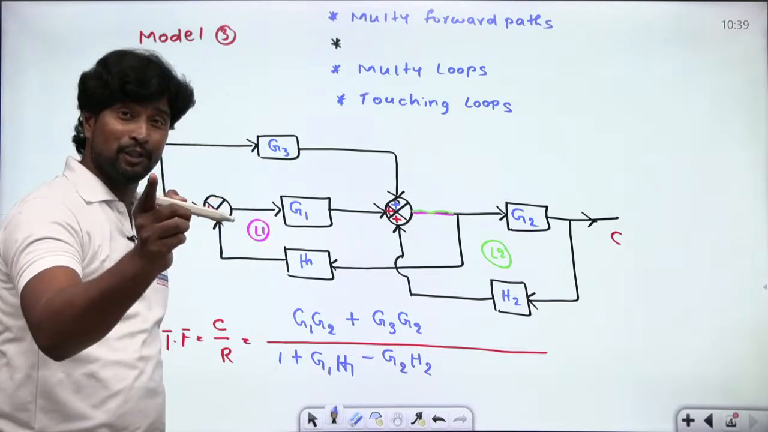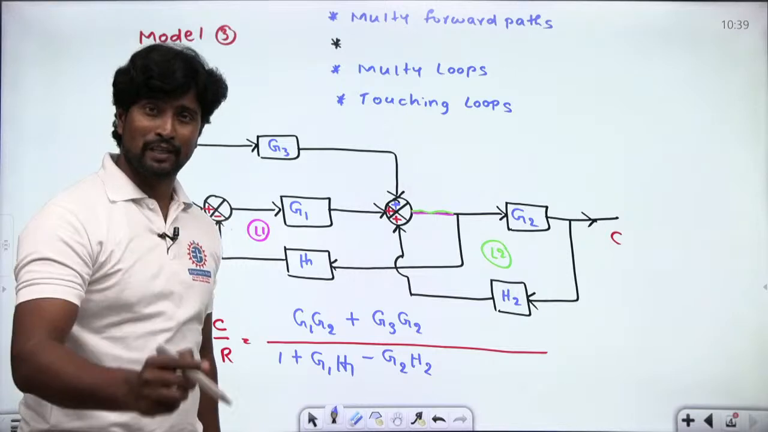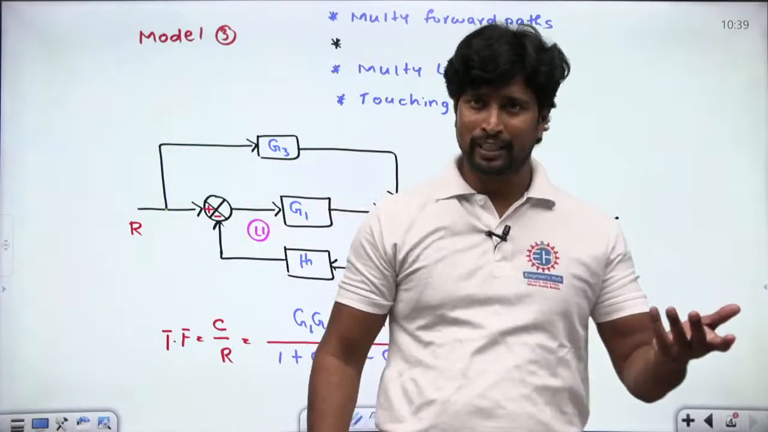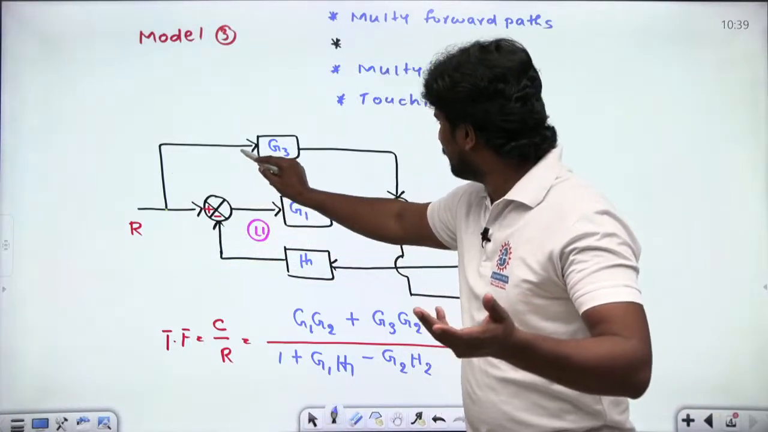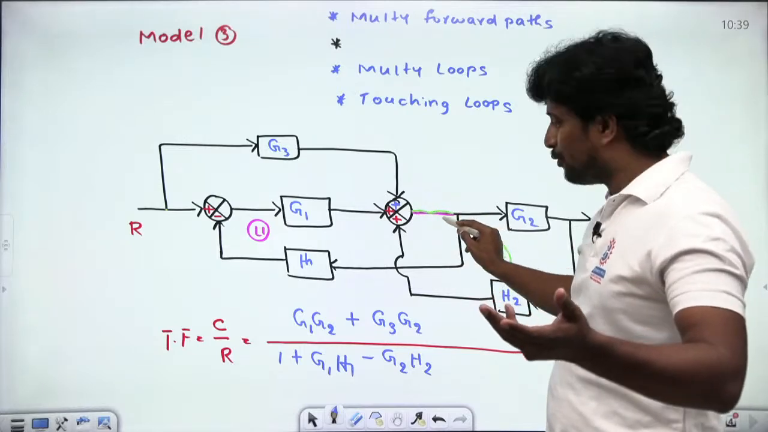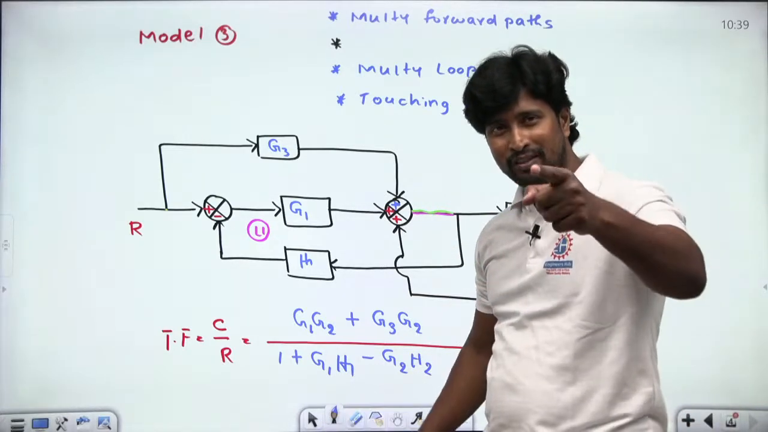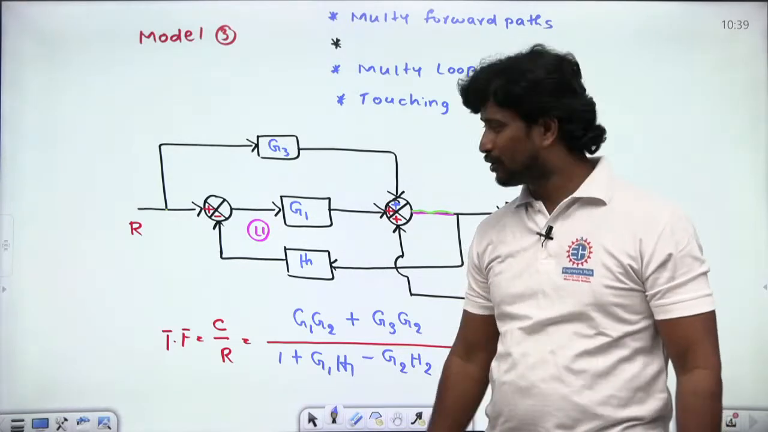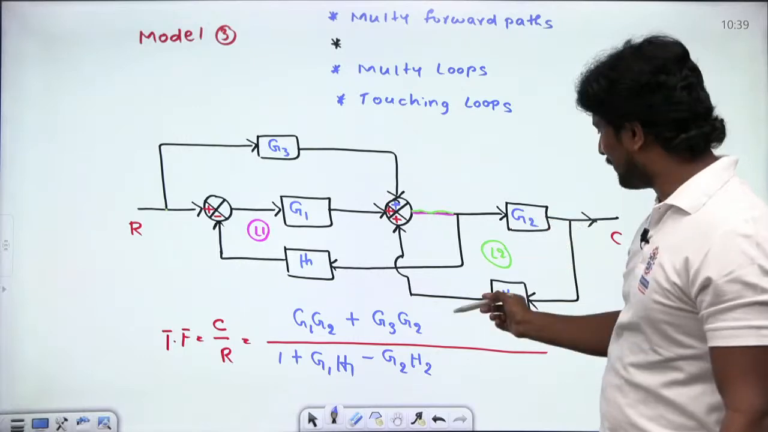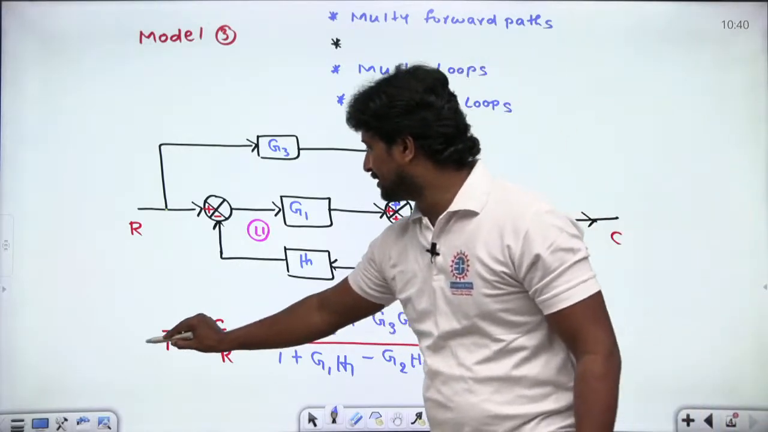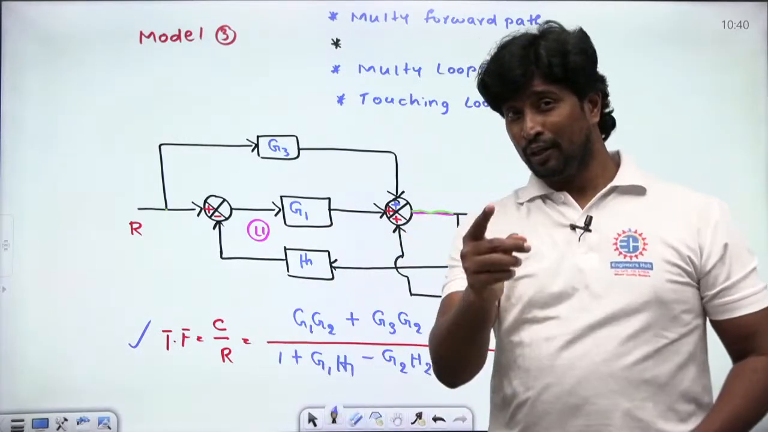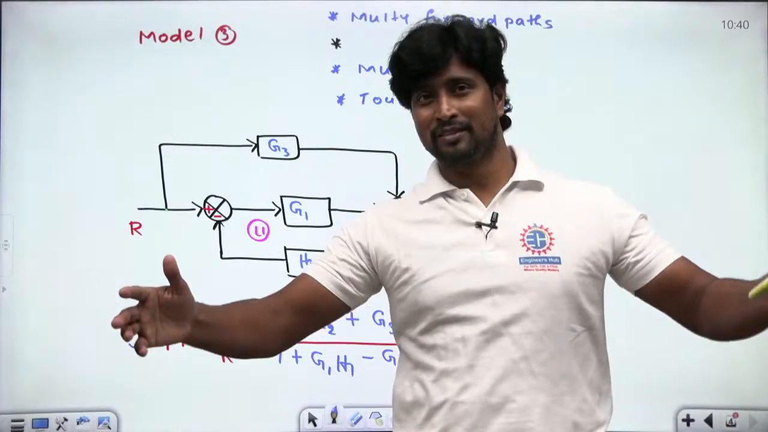Guys, again observe parallelly whether that second forward path is touching all the loops or not. Check once carefully. Is this second forward path passing through this junction or not? What is the meaning of this junction? Touching case, I explained to you, right? So the second forward path is also touching all the loops. That's why no need for the extra term here also. The answer is done, guys. For the same question, you can go with the regular method, but this is a very short answer.